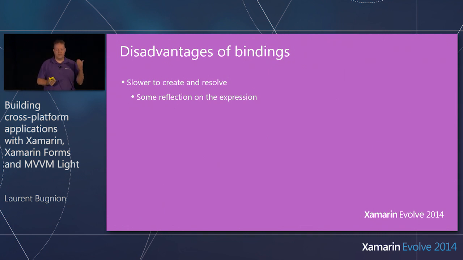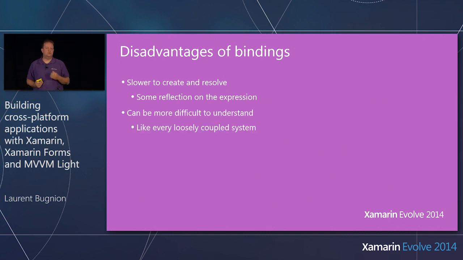Data binding is slower. It is based on some reflection, so there is some reflection going on. And also another thing which I notice sometimes is that it can be a little bit confusing because you don't really know where to put the breakpoint when you debug, right? Because it's a loose coupling. And so like every loosely coupled system, understanding where it starts and where it ends may be a little bit more difficult, especially for junior programmers or people who don't have really that experience. That is not a huge problem because after a while you get it.